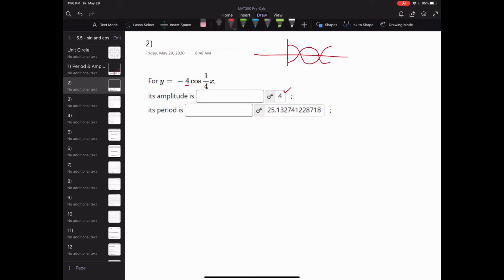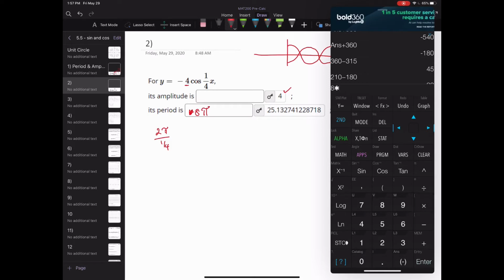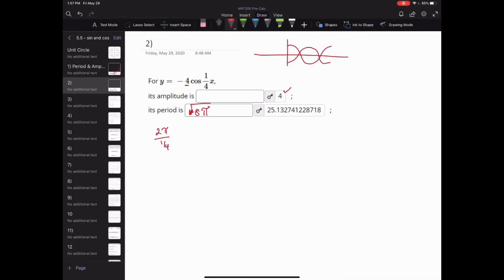And what's the period? The period is 2 pi over a quarter. How many times could a quarter go into 2? Well, it could go into it 4 times. I'm sorry, 8 times, right? 4 times every 1. I'm thinking dollars and cents. So the period is 8 pi. And if we multiply 8 times pi, you'll see that we get that decimal there. So even though the computer is giving us a decimal, you want to have your answer like this.